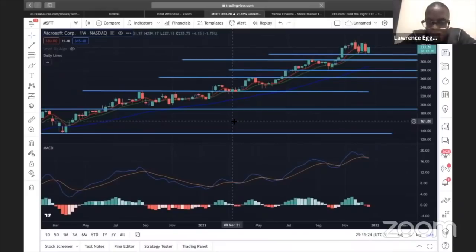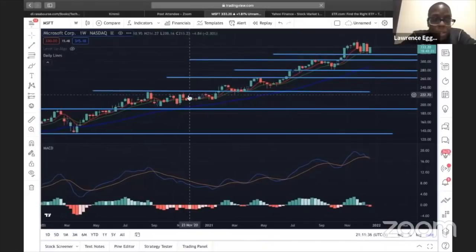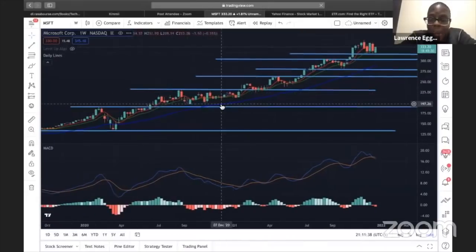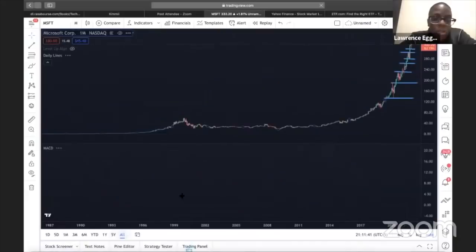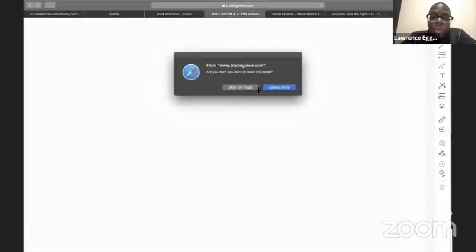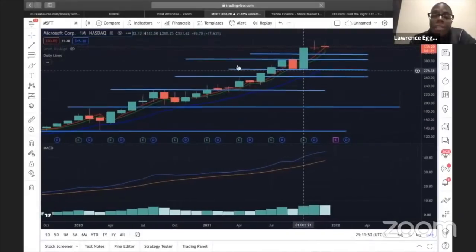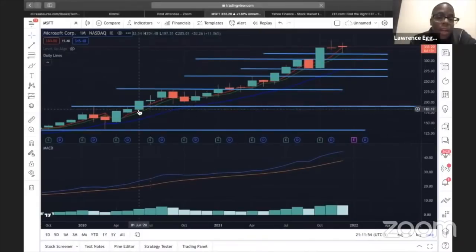A lot of times stocks like to trade in between their 20 and 50 day moving averages, which is this red and this green line. Typically, when they hold this red and green line, that leads to positive movement from a stock. I'm going to all-time chart this and show you how Microsoft has traded above its 20 and 50 day EMA, consistently, since COVID.